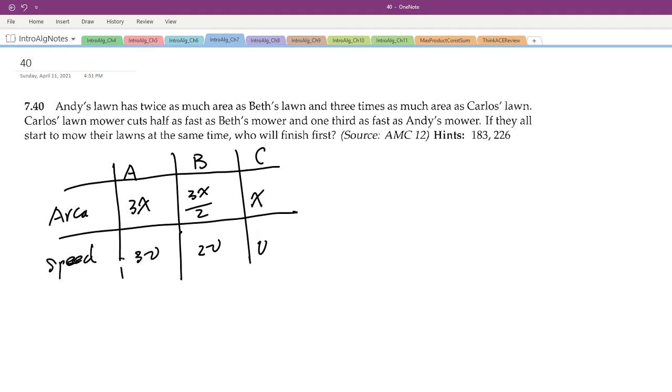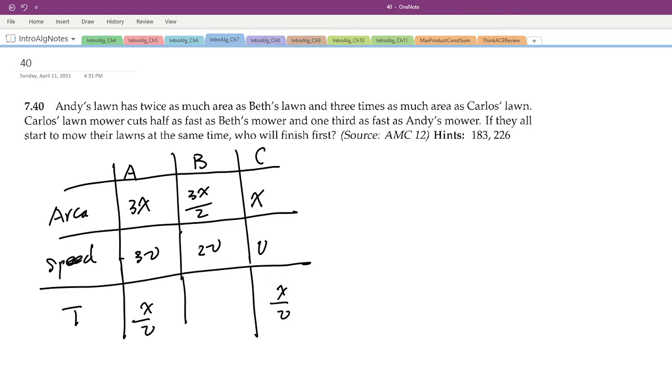Okay, this is just the rate, the area, and the speed, right? So let's calculate the time, right? So this 3x over 3v is x over v. So this x over v is 2/3 of x over 2 is 3 over 4 x over v. So this is a common one, right? It's a common thing. So that's B is first.